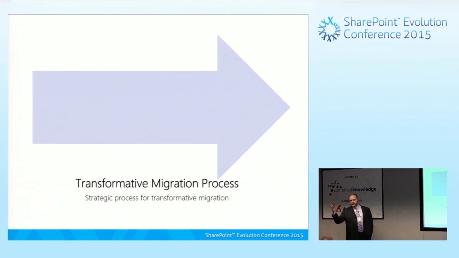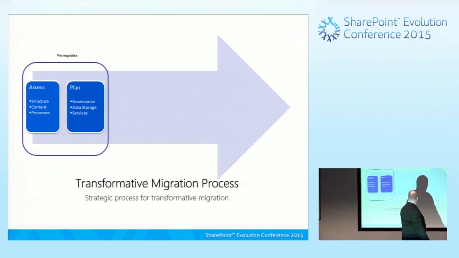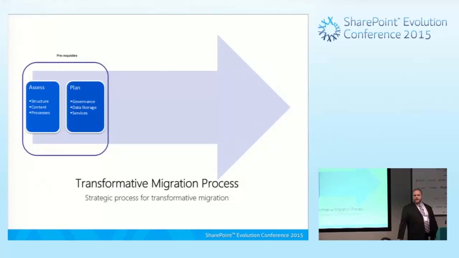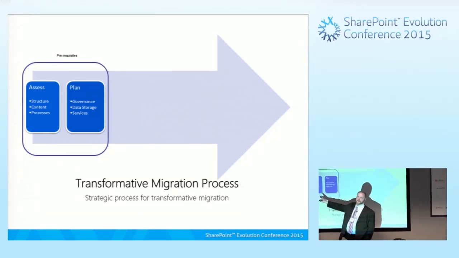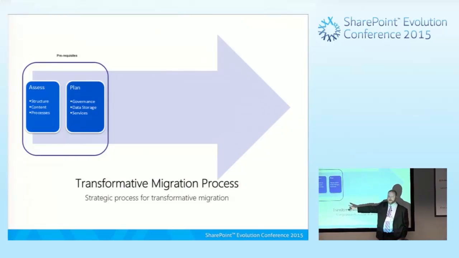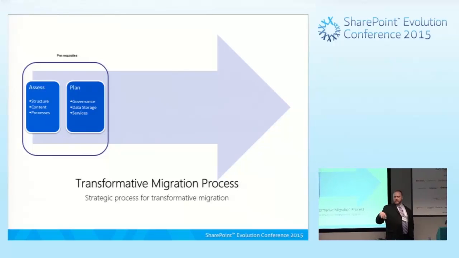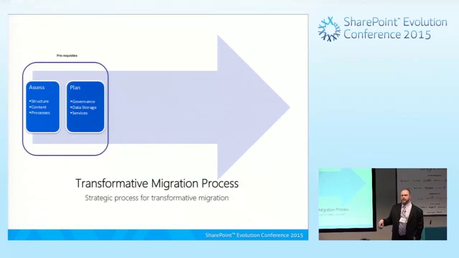So, the transformative migration process. The prerequisites. Your assessment and planning have already been done at a high level because you have a governance plan, correct? We have a governance plan. We have an initial RTM. We understand what our data storage capacities are. We understand what infrastructure we have available. These are things that we're not solving in this session.